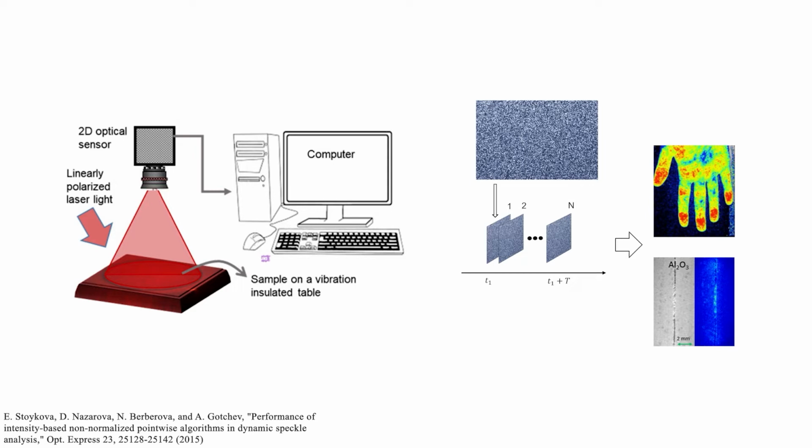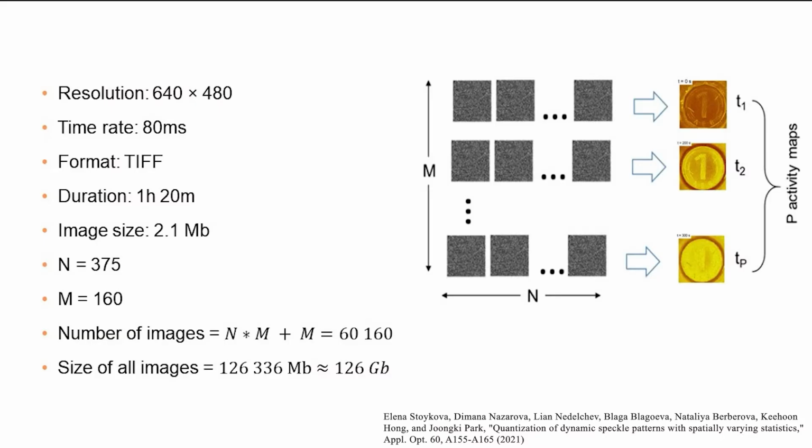To build one activity map, you have to use a sequence of speckle images. And the longer the controlled object is observed, the more speckle images have to be captured. Now let's imagine that we're making an experiment for 1 hour and 20 minutes with a delay between every frame of 80 milliseconds. So how much disk space will we need to store the whole data of these images? In this experiment, we capture images with a resolution of 640 by 480 pixels in TIFF format. And the number of images is equal to 60,160. So the size of all images is 126 GB.